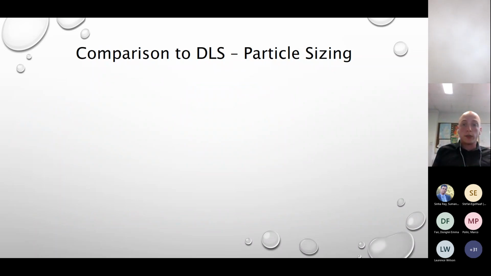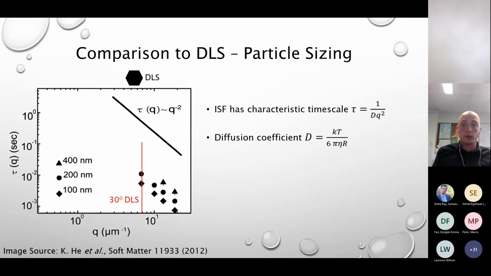So based on what I've been saying, DLS and DDM are measuring the same thing, this autocorrelation function. And how do they compare in results? So I'm going to start by using particle sizing as an example, which is actually kind of my specialty and my interest in DDM. So I've shown before that you can extract a diffusion coefficient from the ISF by relating the time scales with this expression here. And if you know the diffusion coefficient, you can get the particle radius.